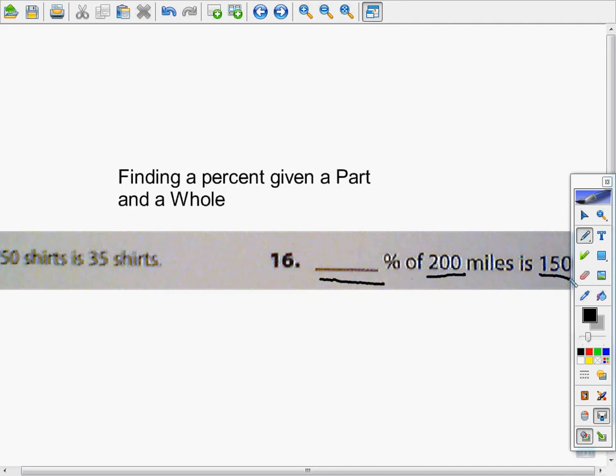So they're going to make a fraction. Part over whole. Just like that. The whole is how many in all? 200 miles in all. The part is 150.